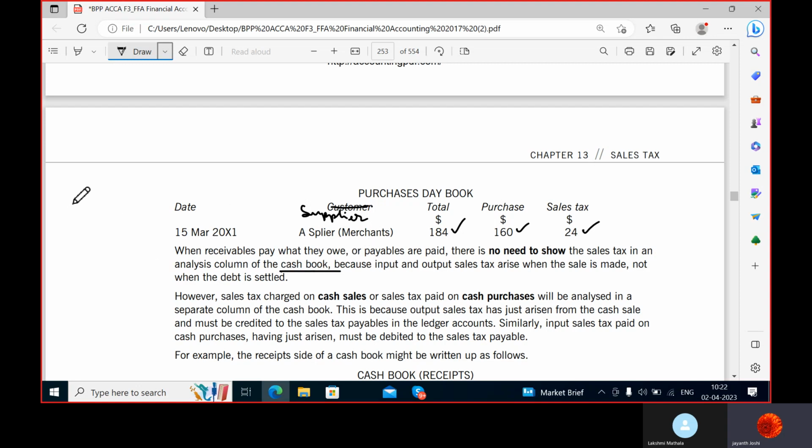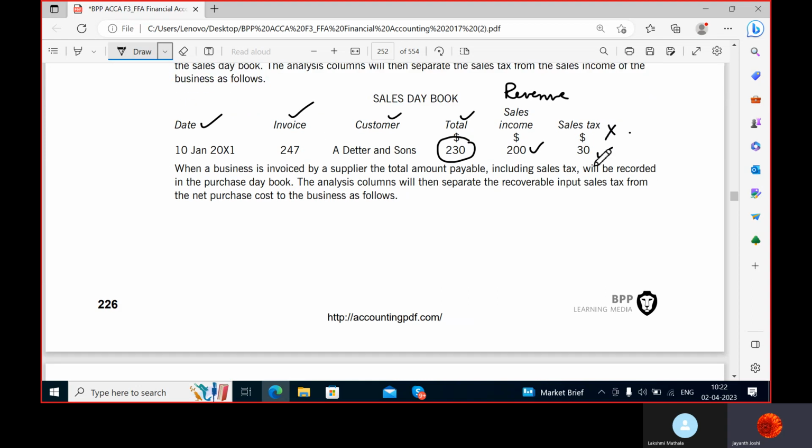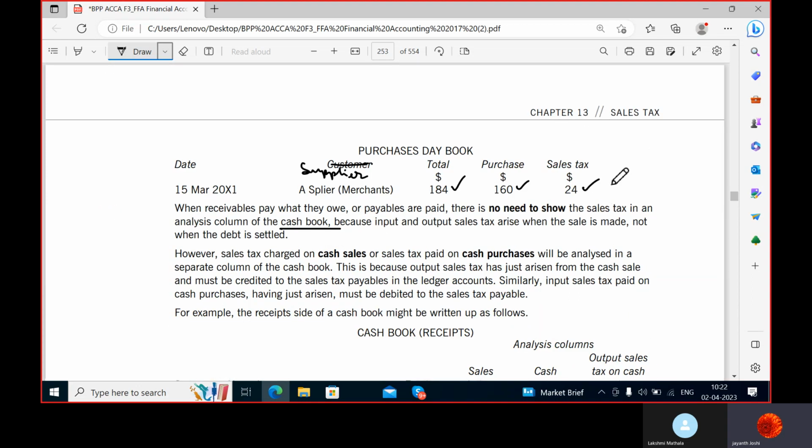When everything is proper, the receivable has made the payment. In the sales book, we have shown a sales tax of 30, and this 30 we have properly received from the receivable. And here this 24 amount we have paid to the supplier. So when the receivable has paid what they should pay, and we have paid what we should pay to the payables, there is no need to show the sales tax in the cash book.